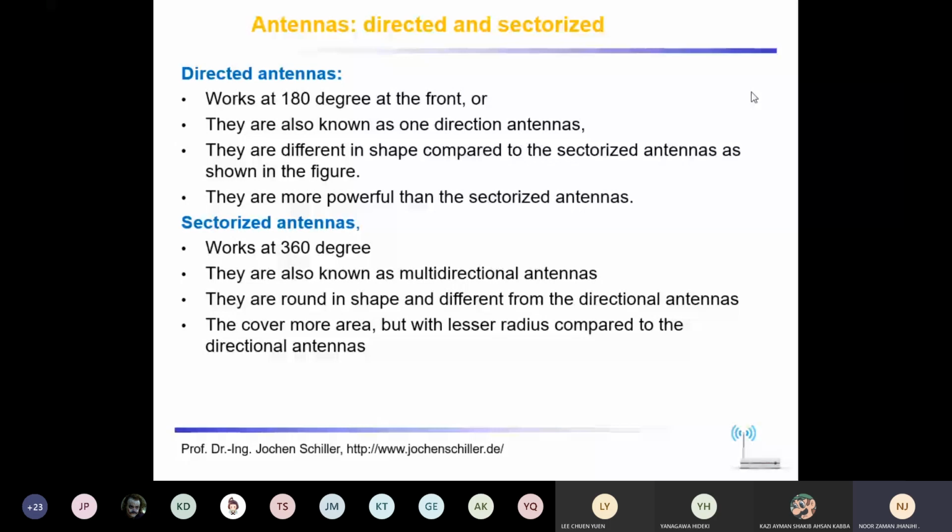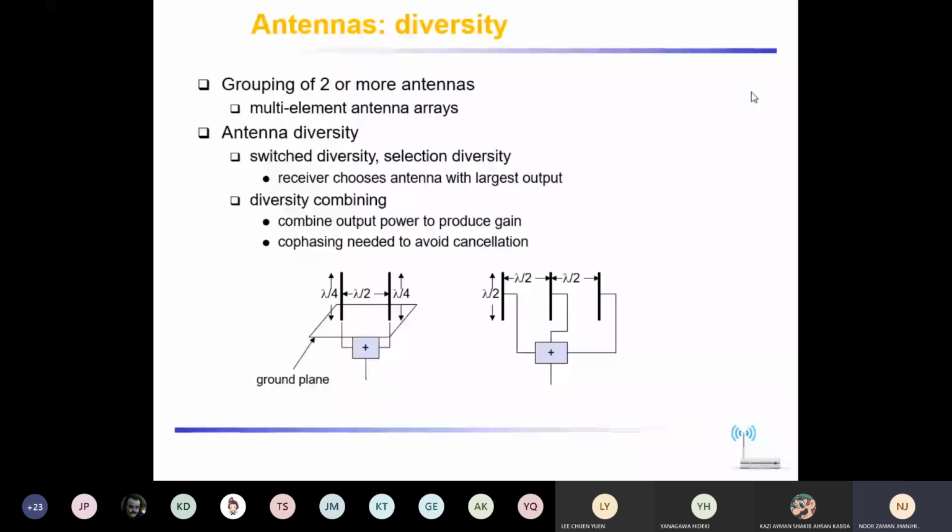So when we say sectorized antenna, isotropic antenna, or multidirectional antenna, please don't be confused. They all are pointing to the same thing. I hope that you understand the difference among all of them. Going ahead, then you can see the antenna diversity. So antennas can be grouped into one or two groups. This is just for your understanding. We're just skipping it. Then you can see the signal propagation.